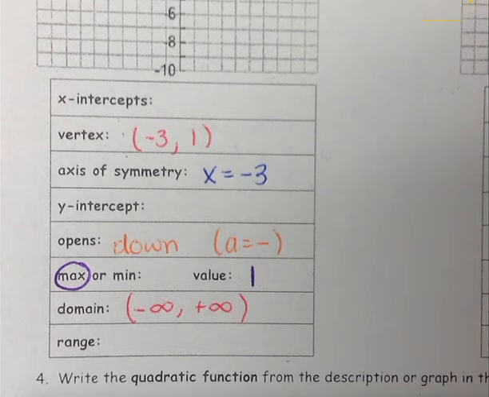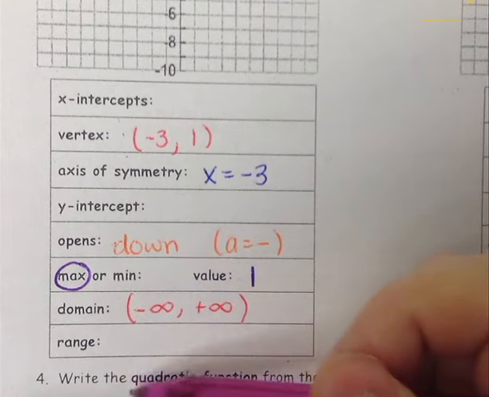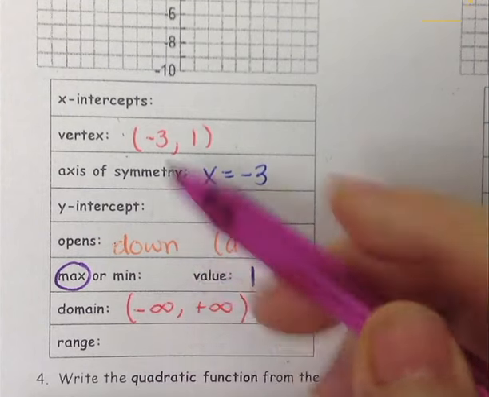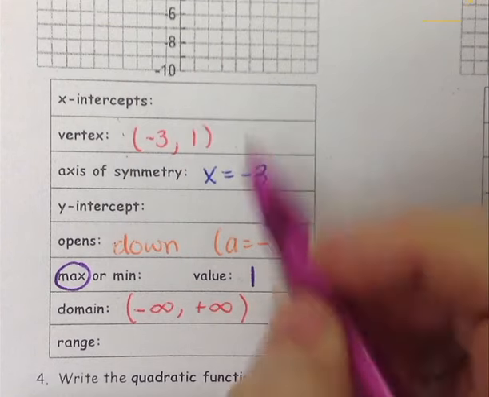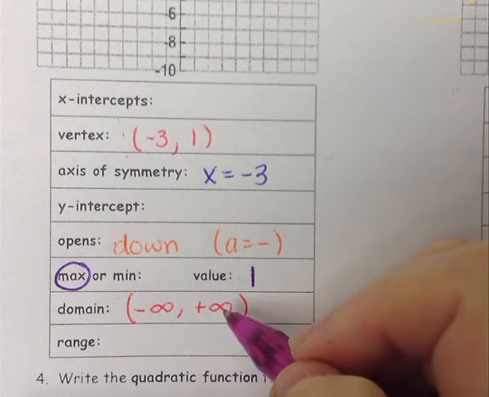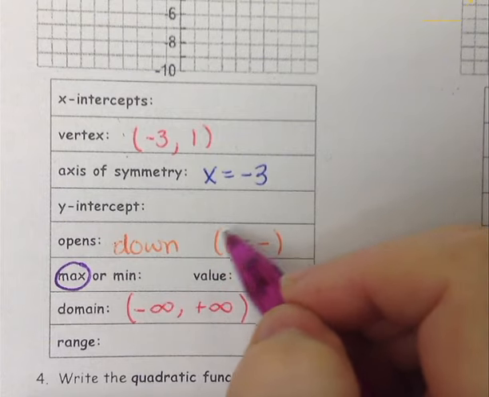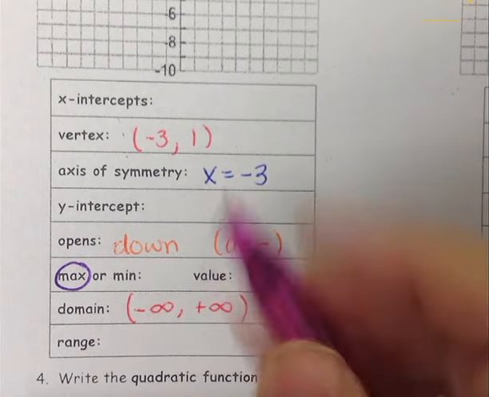Since it's opening down, the y values will keep going down forever, so it'll go towards that -infinity forever, but it'll stop when it gets to that top point. So it's not going to keep going up. So it will not go to +infinity. It will go to that -infinity, and because the a value is negative, that tells you that you're going to have that -infinity for the range.